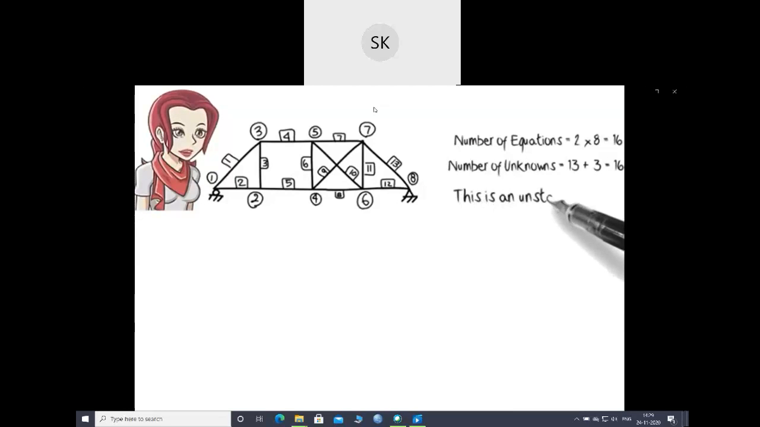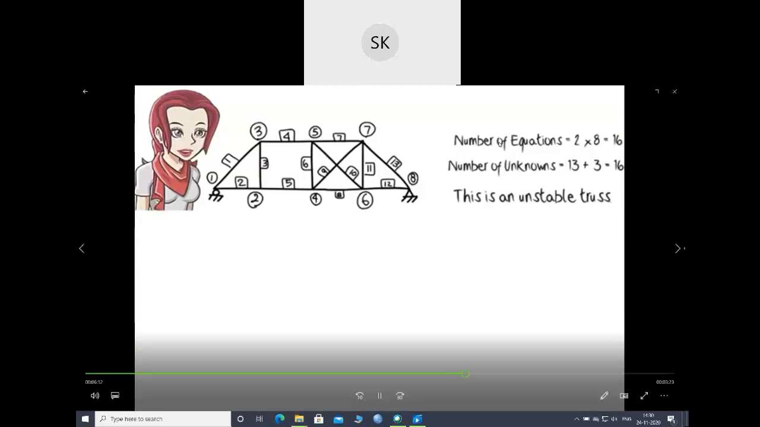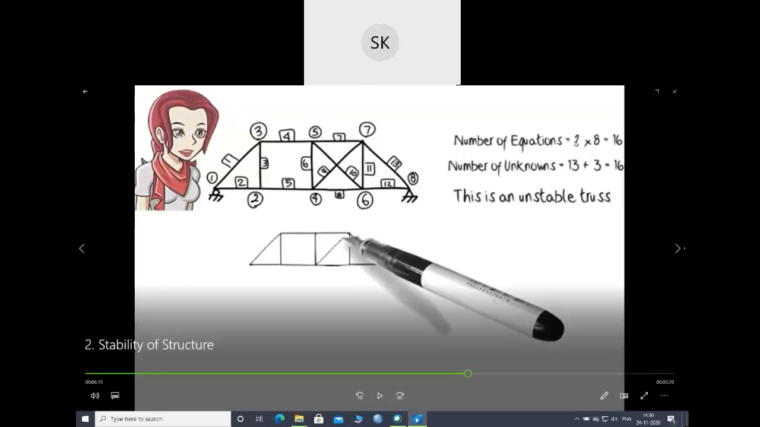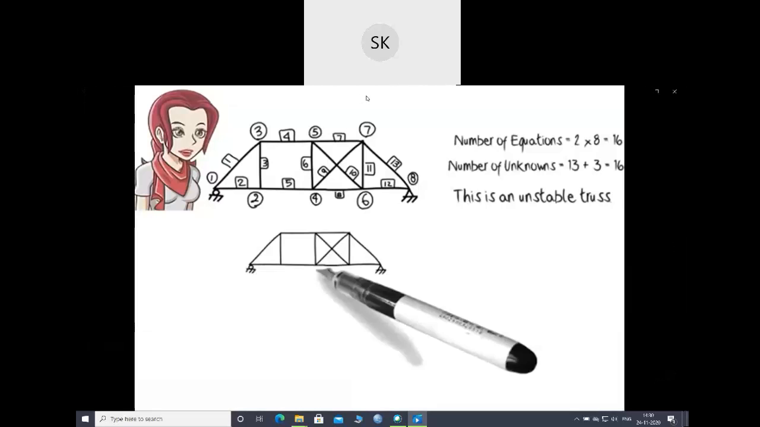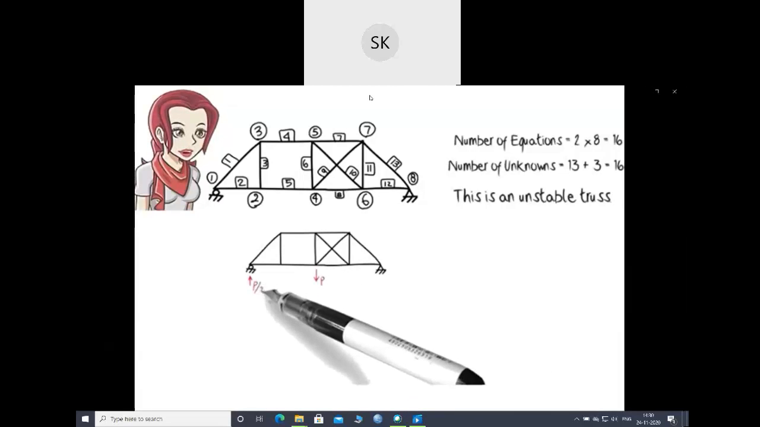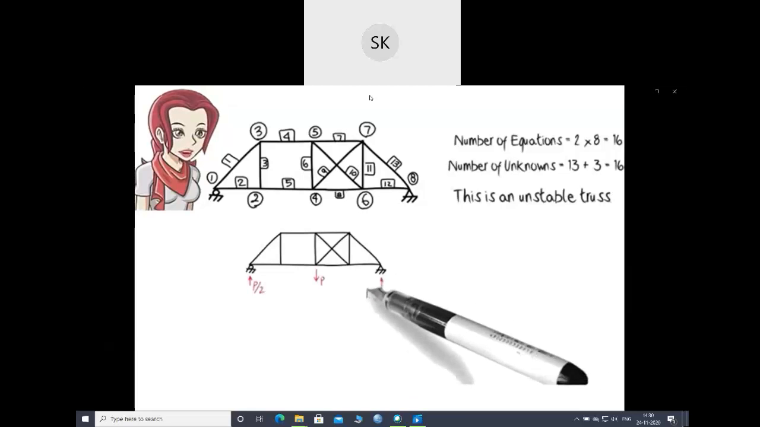Why? Because it can be shown that under certain loading patterns, the static equilibrium of the structure cannot be maintained. Suppose we place a non-zero downward load P at the midpoint of the bottom chord of the truss. Even if the number of equations and the number of unknowns are equal, your structure can still be unstable. It has to be less. This makes the vertical reaction at the left and right ends of the truss equal P over 2.